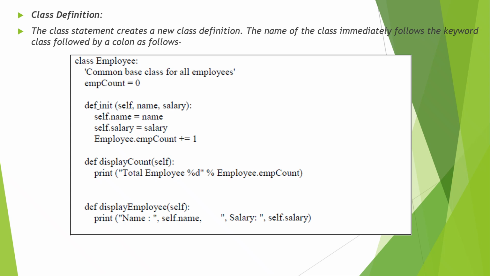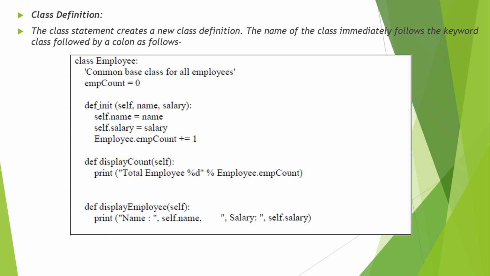Here we have created a class employee, and employee count is equal to 0. Here employee is a class. Employee count is a class variable shared among all instances of employee. Every employee object will have access to employee count, and any changes to it will be reflected for all objects.